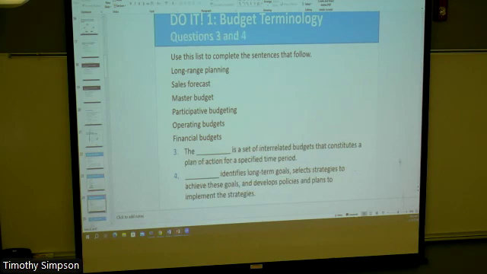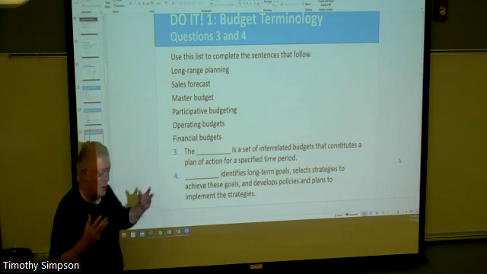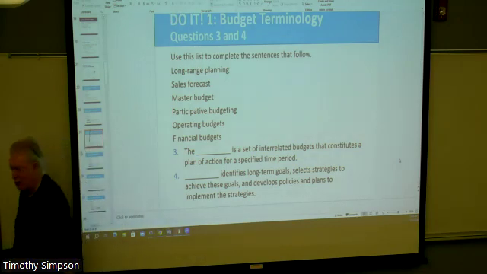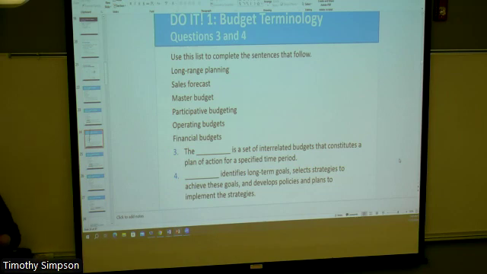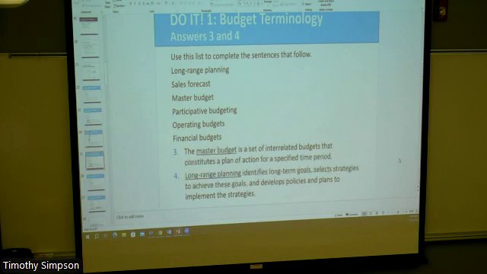Number three, the blank is a set of interrelated budgets. And that's got to be the master budget. It's the master budget. And the master budget really isn't a budget at all. It's simply an aggregation, a collation of all budgets which lie subsidiary to it and which feed into it. Number four, blank identifies long-term goals. That's going to be long-range planning.